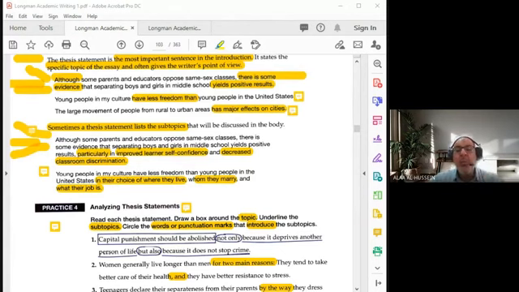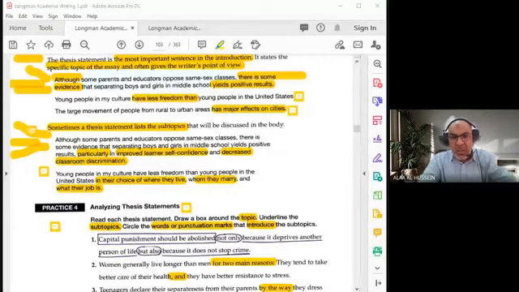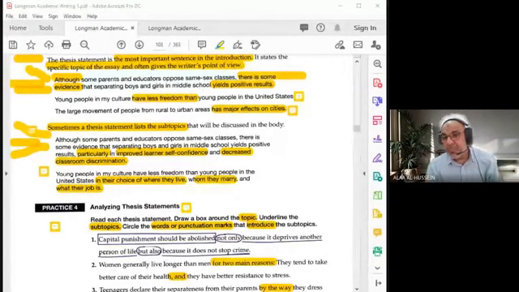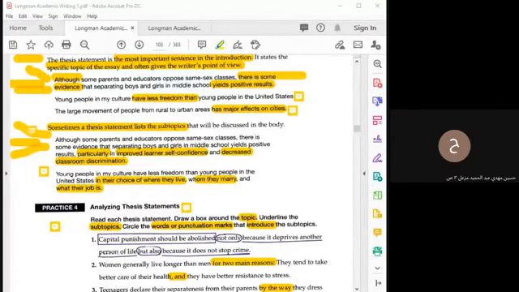So how many body paragraphs do we need to write for this essay, for this thesis? How many body paragraphs? Yes, Saman? Three paragraphs. Why? Because we have three subtopics.